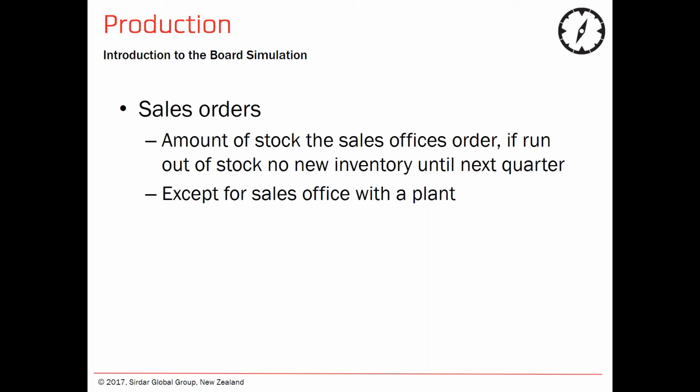The other production area is the sales orders. This is the amount of stock that the sales office orders from the plant, as I mentioned. If you run out of stock in a sales office, unfortunately, then there's no more stock until the next quarter. So you'll have orders that are unfulfilled. Unless you are in a region where there's a plant, in which case you can at any time draw on new stock. So offices that have a plant don't have to worry about running out of stock. And of course, you also want to make sure that you don't have excess stock, because it has a cost associated with it, because it has to be stored. So you've got to try and work through that as well.